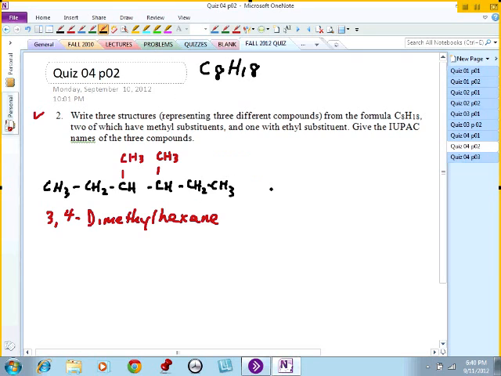Then I would say another possibility would be this. The longest carbon chain is 6. The base name is hexane: 1, 2, 3, 4, 5, 6. The question is why is it a hexane? Okay, so I'll do another one.